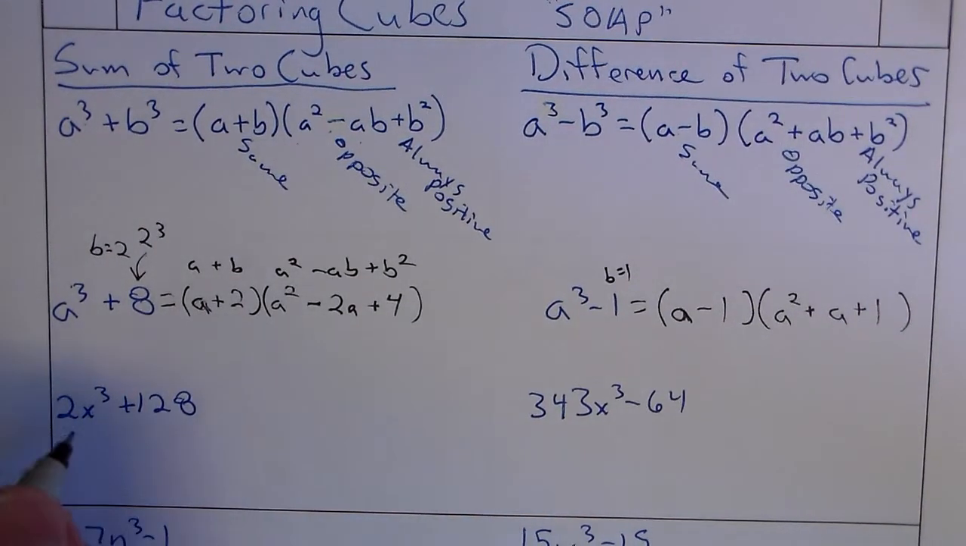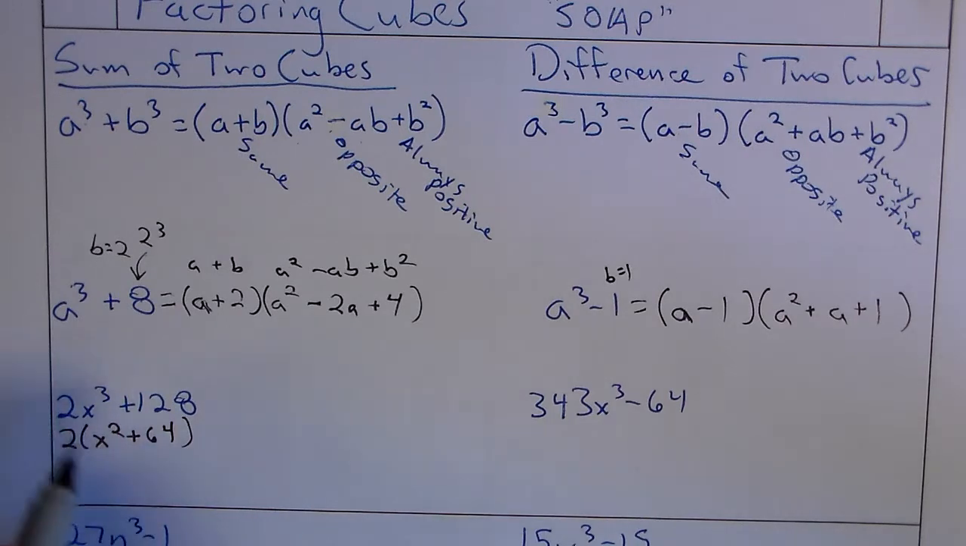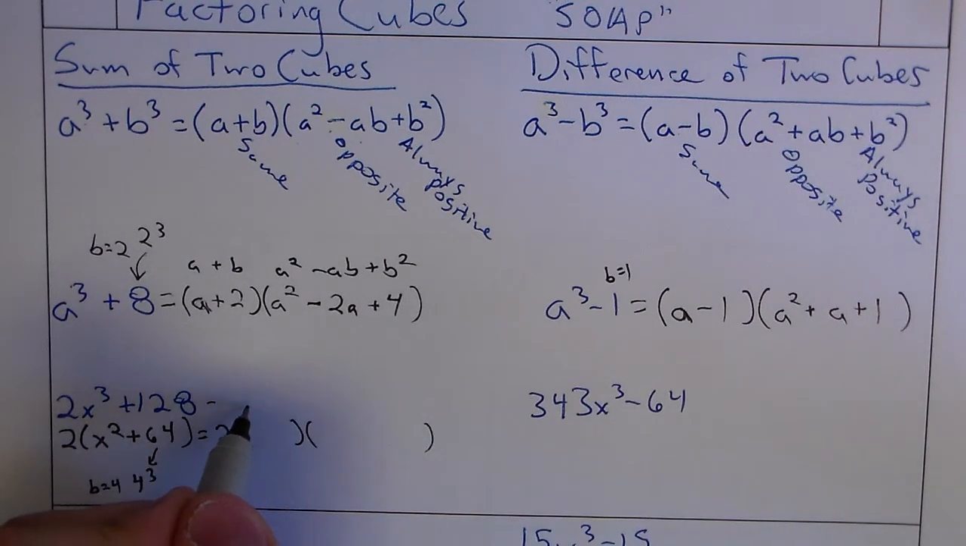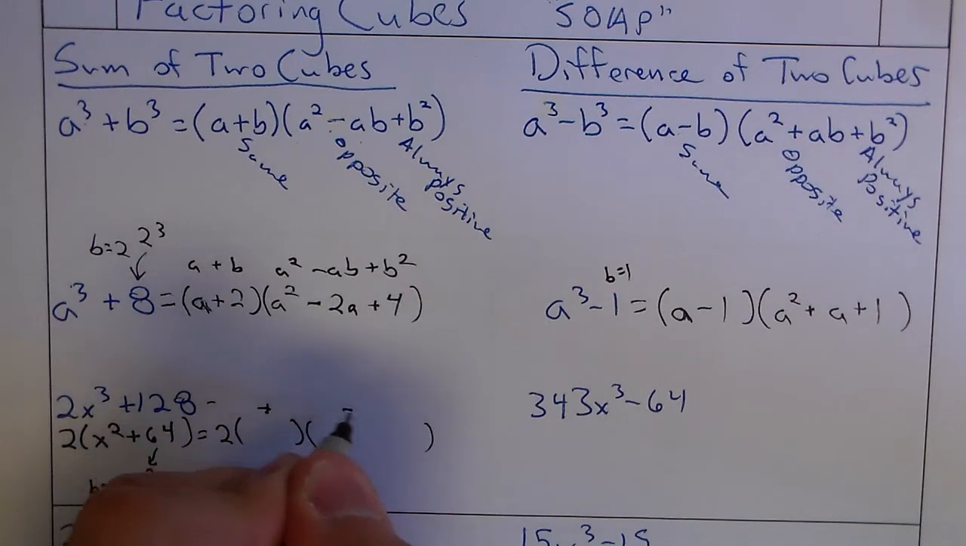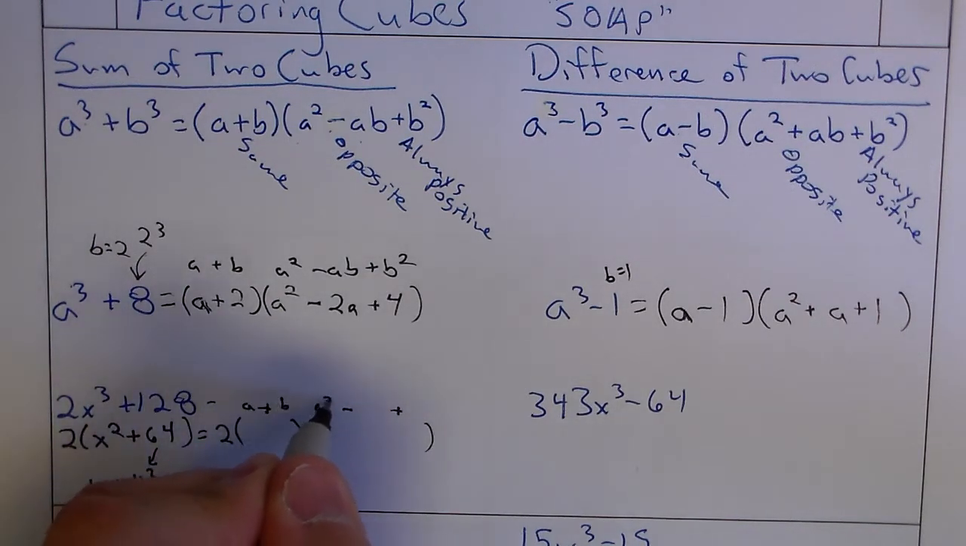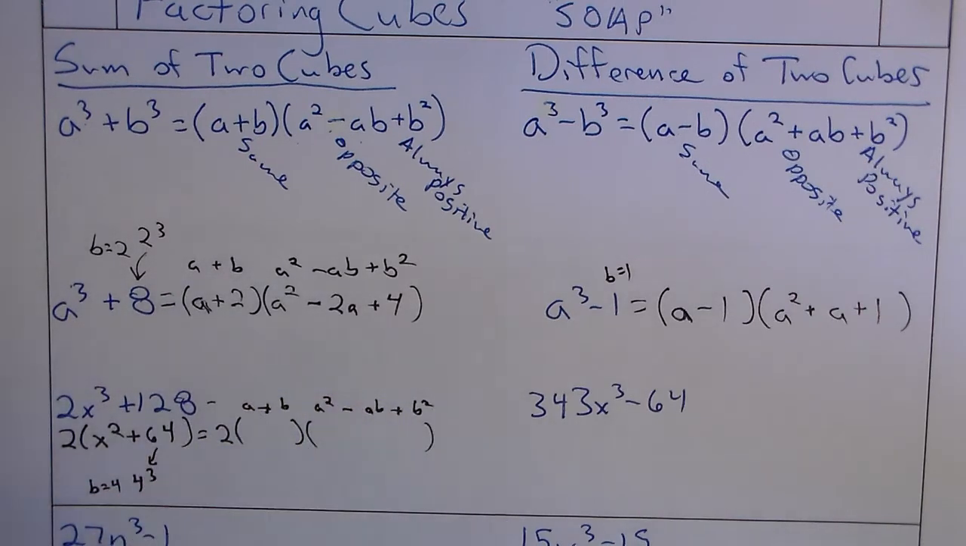Now, we come down to our next set. 2x cubed plus 128 is not perfect cubes, but we need to be ready to see GCFs, greatest common factors. So 64 is 4 to the third. So we're going to say that b equals 4. So we have 2 on the outside, and let's fill it in. So we're going to go, it's same sign, opposite, always positive. It was a, b, a squared, ab, b squared.